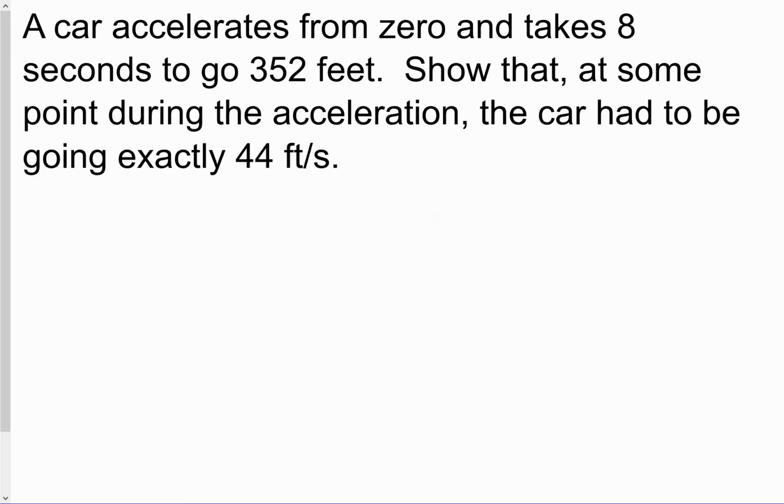Another type of question that we can use MVT on is one where it doesn't seem immediately obvious that I should be using MVT. Here we're told a car accelerates from 0 and takes 8 seconds to go 352 feet. Show that at some point during the acceleration the car had to be going exactly 44 feet per second. And so what it's asking us here is not when the car is going exactly 44 feet per second, but that it just had to at some time. And that little tiny difference is the clue that maybe we are looking at MVT, or IVT, or EVT. It's one of the existence theorems.